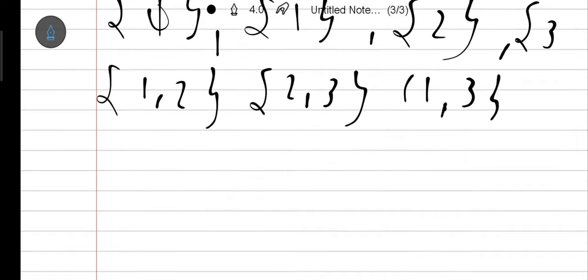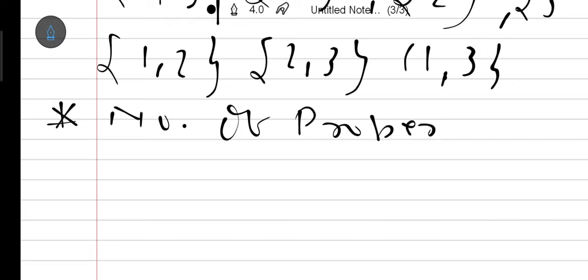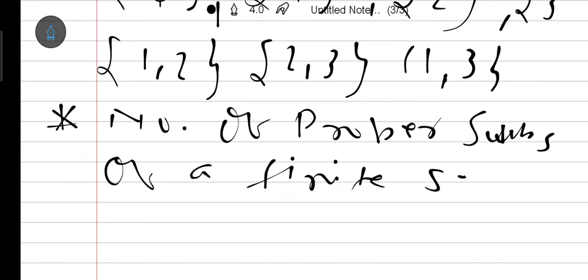The total number of proper subsets of a finite set is equal to 2 to the power n minus 1. That minus 1 is for the last one, where we neglect the set which is equal to that set. It should never be that A is equal to B.